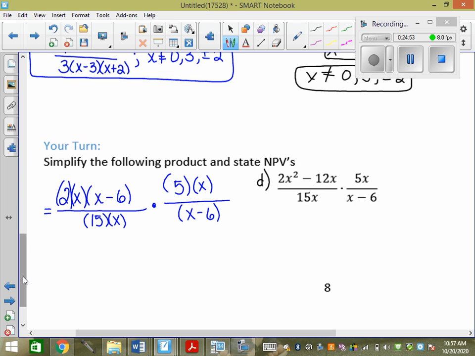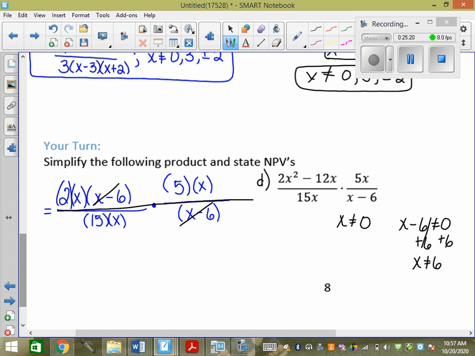So we have 15, it's not a problem. X cannot equal 0. X minus 6 cannot equal 0. Add the 6. X cannot equal 6. Then I can draw a straight line across. And anything on the top matches anything on the bottom, I can cancel. X minus 6. The X minus 6 cancel.